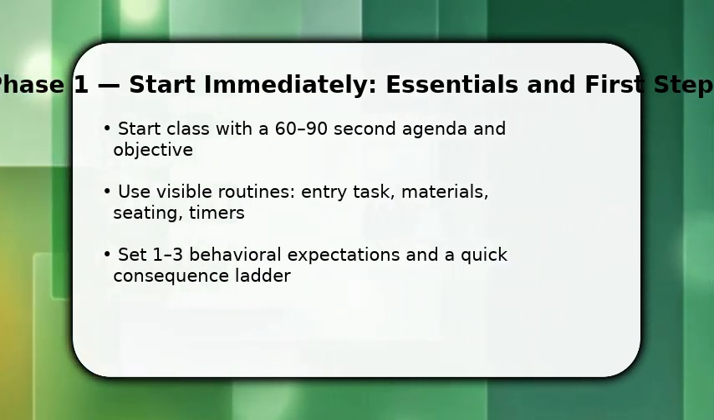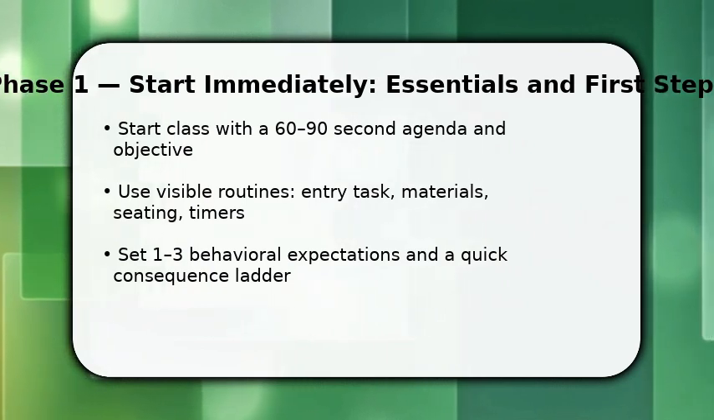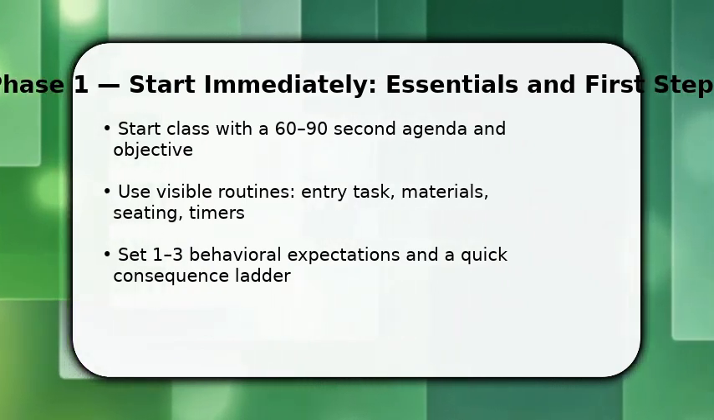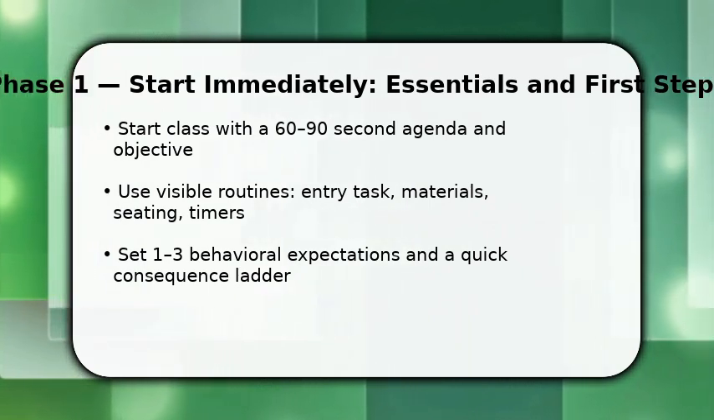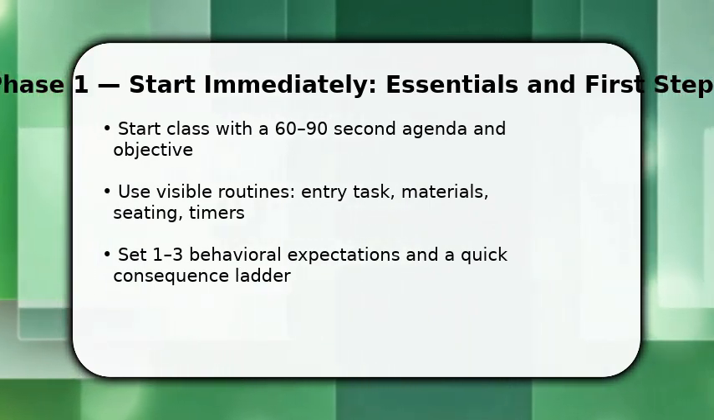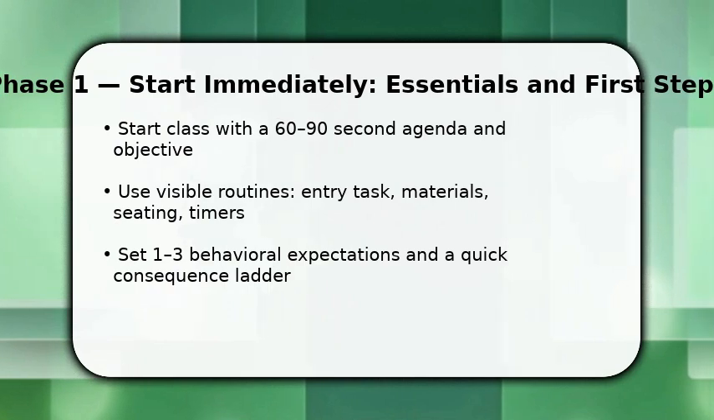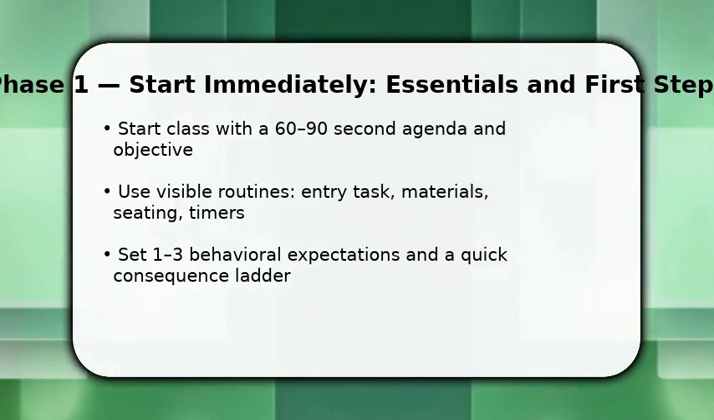Make sure to state 1 to 3 non-negotiable expectations and the consequence ladder. Students follow what is obvious. Say the learning goal aloud and check comprehension with a 10-second thumbs check. These actions start classroom momentum immediately and create space for teaching.